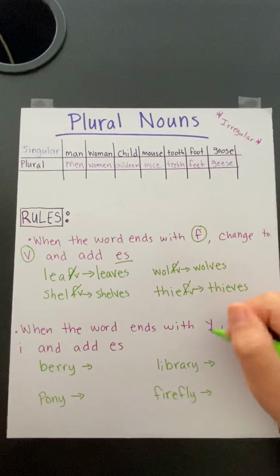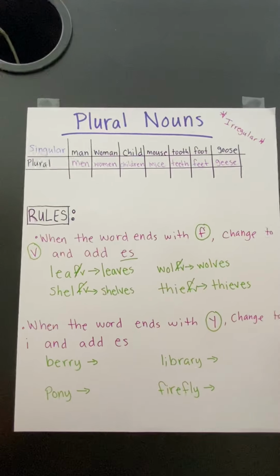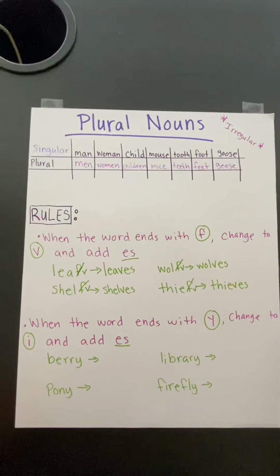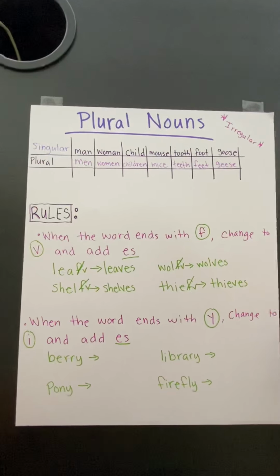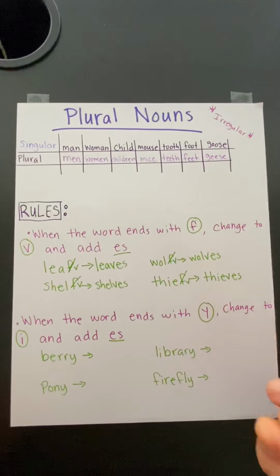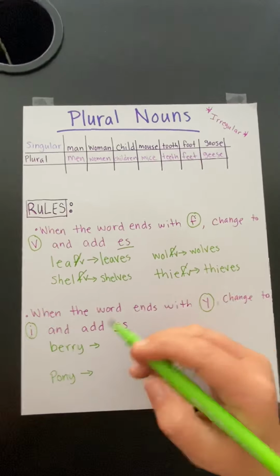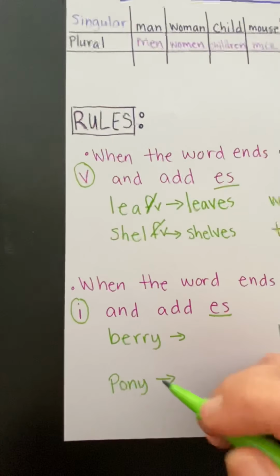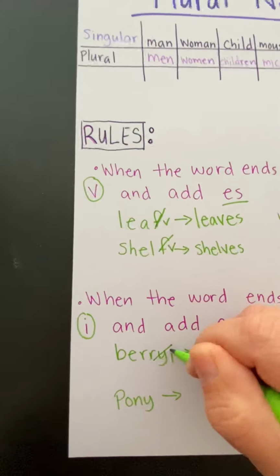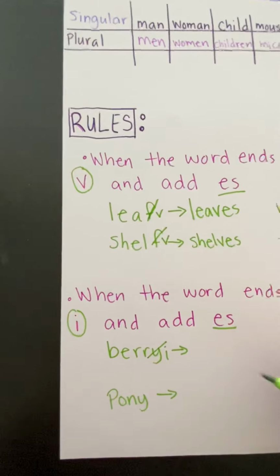And now for the second rule for what you guys will be working on today. When the word ends with a Y, we're going to change the Y to I and then add ES to make it plural. So it's the same sort of idea. We are changing a letter in it, but we've got to add that ES at the end to make it plural. So for the word berry, and I'll come in closer. For the word berry, we're going to cross out that Y and make it an I, and then we'll add the ES to make it plural.